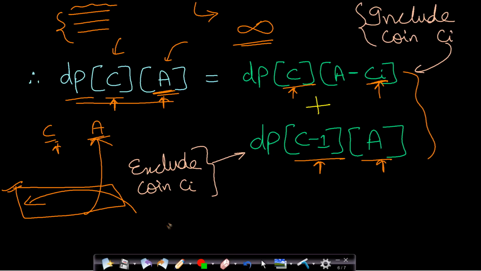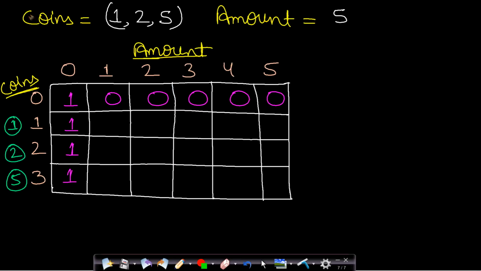So let us look at an example in order to understand these concepts fully. In this example, I have taken coins equal to 1, 2, 5 denominations and the amount to be found is equal to 5. Now I will take the number of coins in the rows and the amount in the columns. You can take amount in rows and coins in columns as well. It will not matter. If you have 0 coins, then you cannot form any amount other than 0.